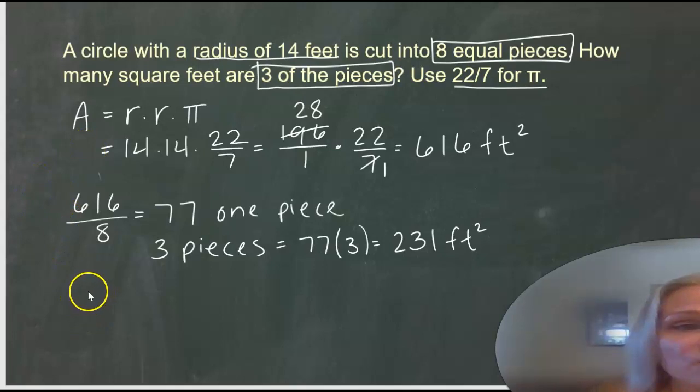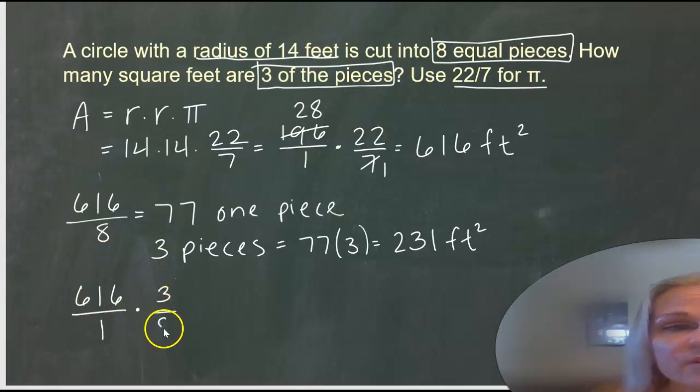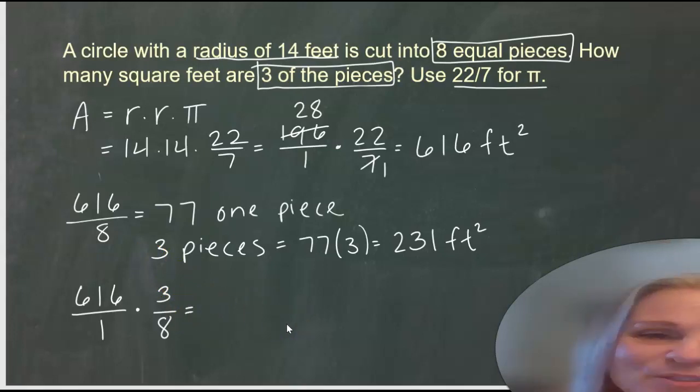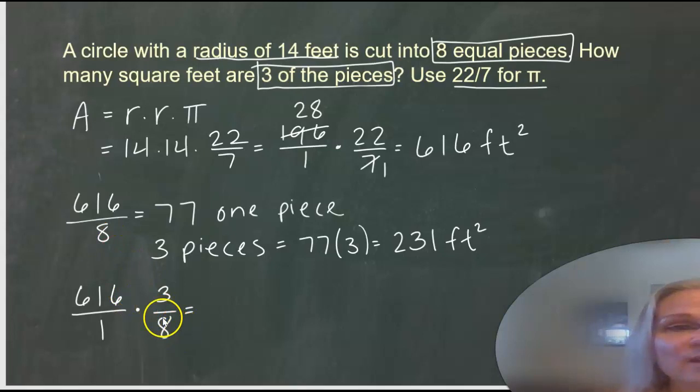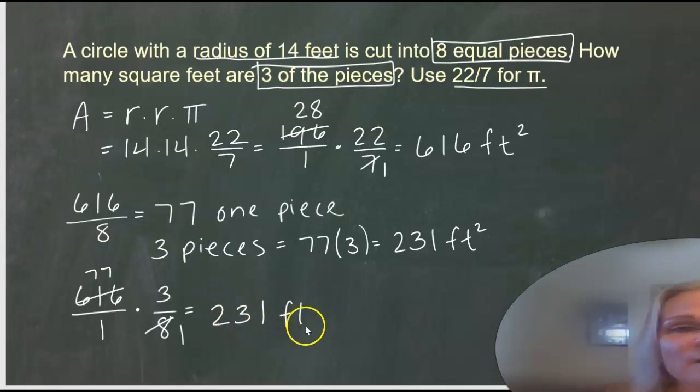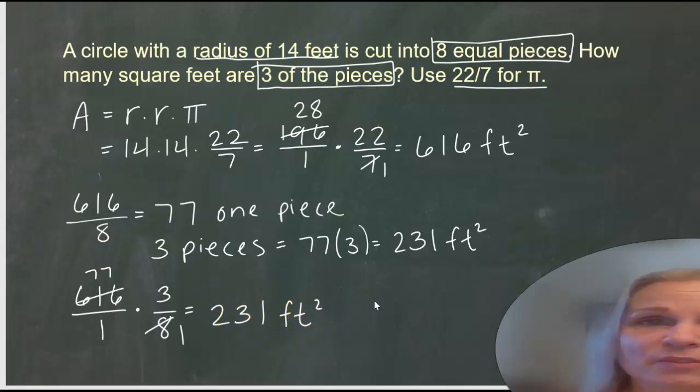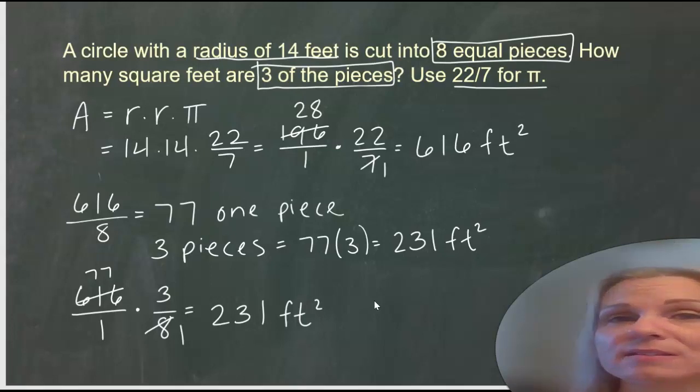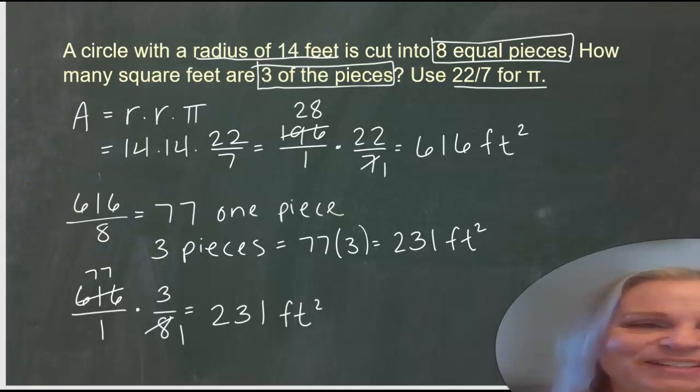If I did 616 times 3/8, because that's the fraction of the circle that I want, 3 out of 8, guess what? I end up doing the same math because I know that 8 goes into 616, right? So divide by 8, and then 77 times 3 is 231. So I get the same answer. Just do it the way that makes more sense for you. If it makes more sense for you to say, okay, well, it's 8 equal pieces, let me find how much each piece is, and then I'll triple it, then do it that way. The final answer is the same in the end.